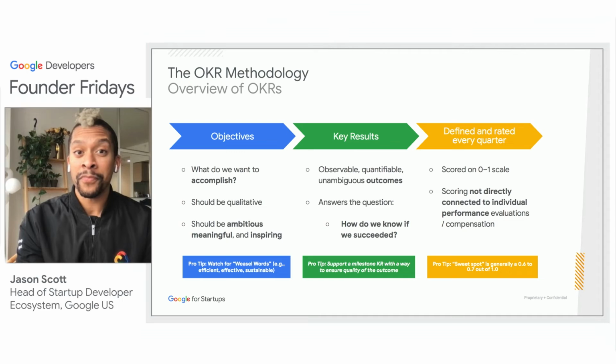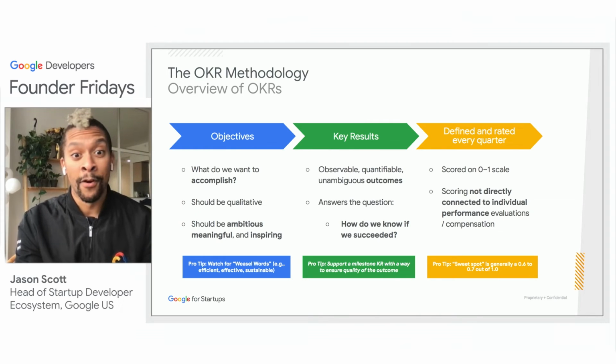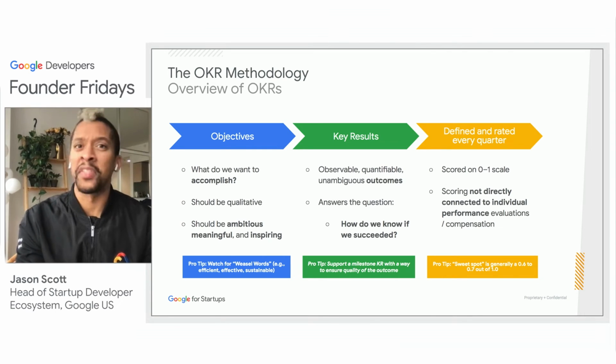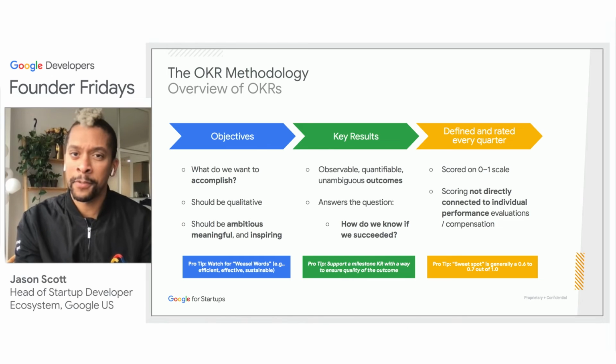And a pro tip, you always want to watch out for weasel words in your objectives. Weasel words are defined as words that are ambiguous in what they mean, right? Because the last thing you want to do is introduce an OKR, an objective, that introduces ambiguity, right? So when I see a founder including words like efficient or effective or sustainable, I always ask them, what do you mean by that? How do you measure efficient? How do you measure effective? How do you measure sustainable? Let's be as specific as possible in what we're trying to achieve and what that North Star really is.